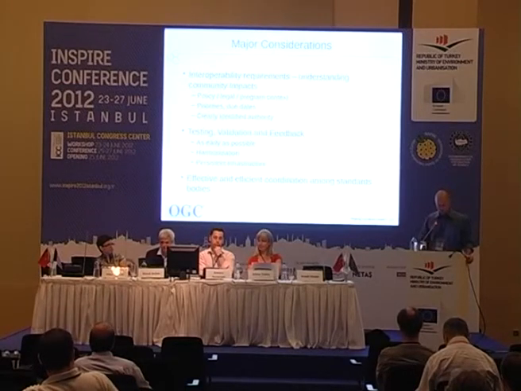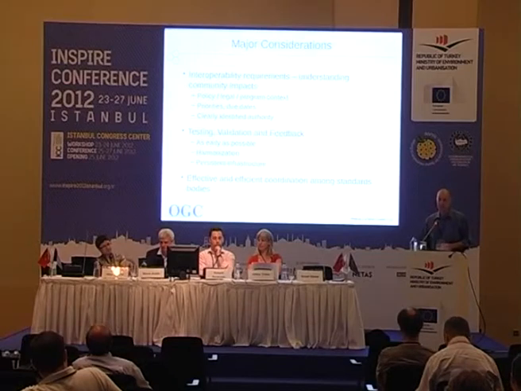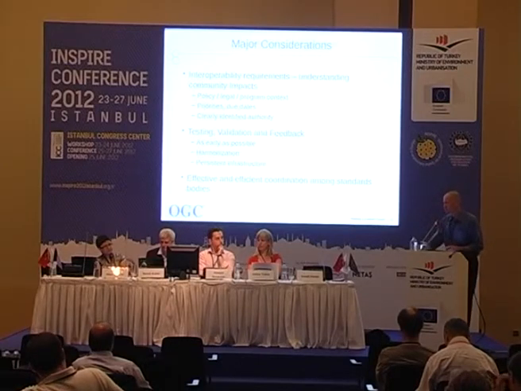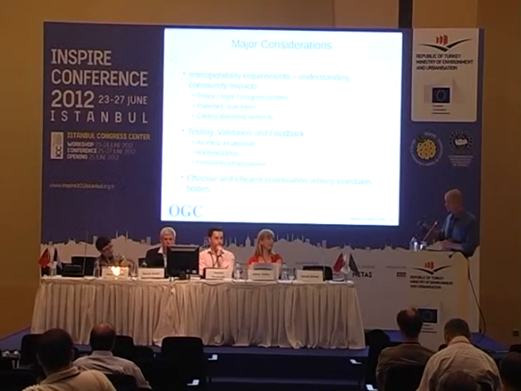Major considerations: interoperability requirements, understanding community impacts. Well, in Inspire, it's pretty well known what the impact is going to be. Policy, legal, and program context. Testing, validation, and feedback as early as possible, harmonization, and a persistent infrastructure. Persistent infrastructure is interesting from many different aspects. A persistent infrastructure would be nice to test and to have compliance. It would be nice to have a persistent infrastructure when we publish data so that the Inspire IDs actually survive release cycles of data updates, release cycles of software updates, and release cycles of policy updates. So that's 3 enemies against the poor Inspire ID that is supposed to survive.